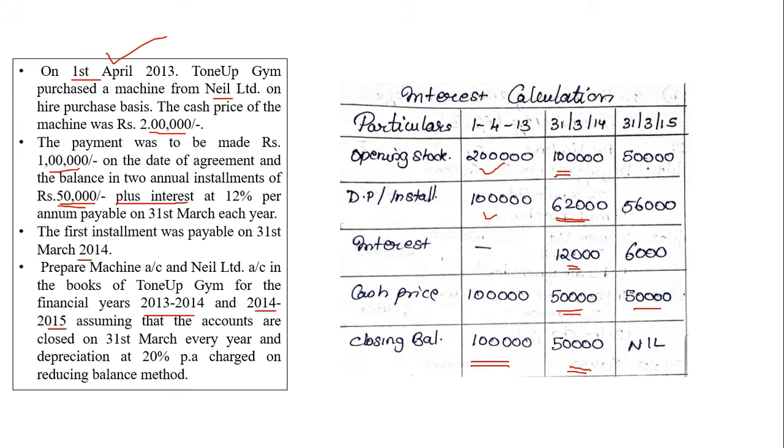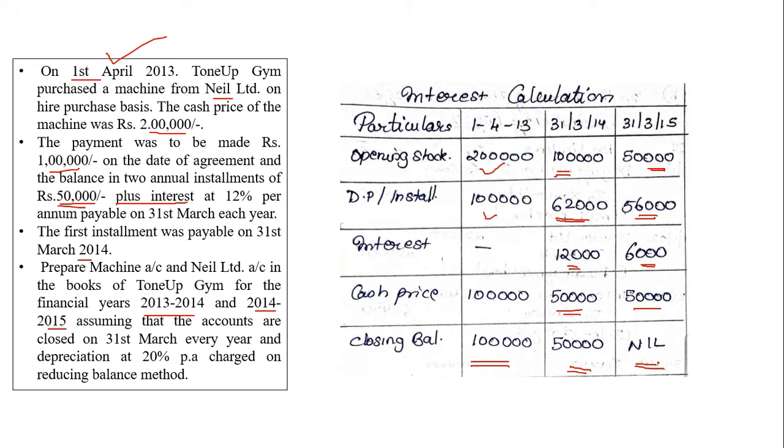Again, closing will become next year's opening. Again, on 50,000 we have to take interest of 12%, which comes to 6,000. When you add these two, it becomes 56,000. That's the installment value, that is interest plus cash price. Lastly, opening minus cash will become 0, that is nil. If you get the final value as nil, it means your solution for the interest calculation is correct.